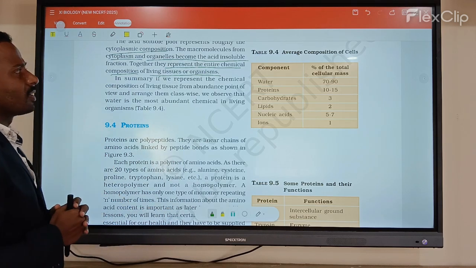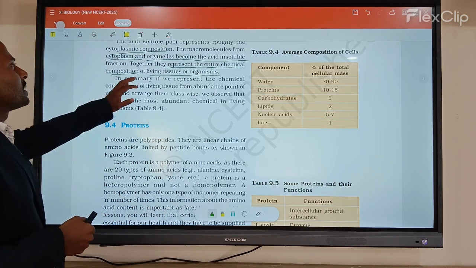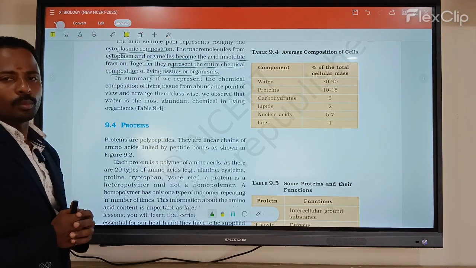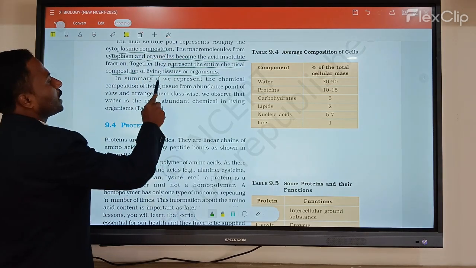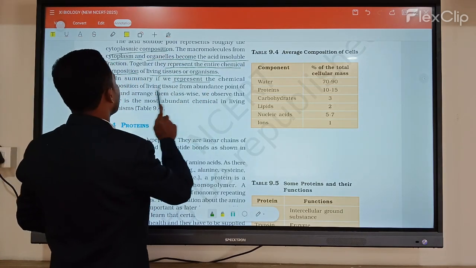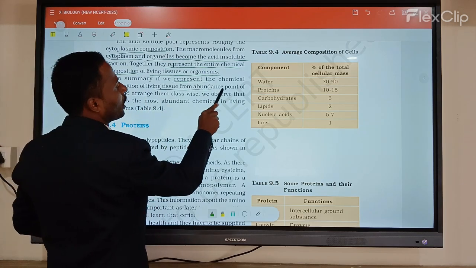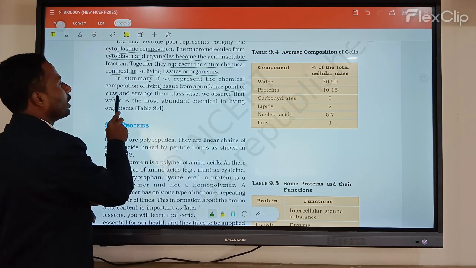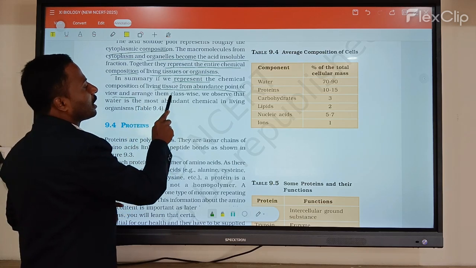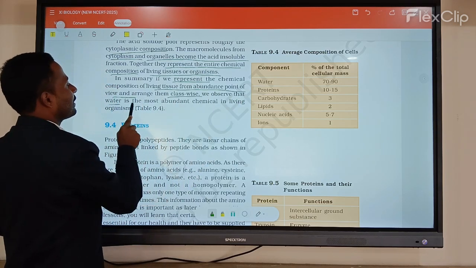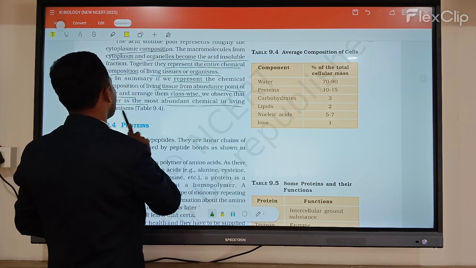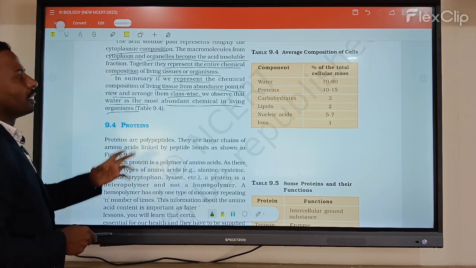So what are these major functions? Together, they represent the chemical composition. Now, in summary, the chemical composition of living tissue: when we arrange it chemically, we observe that water is the most abundant chemical in living organisms, as given in table 9.4.